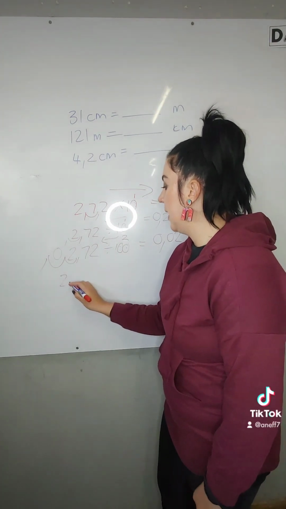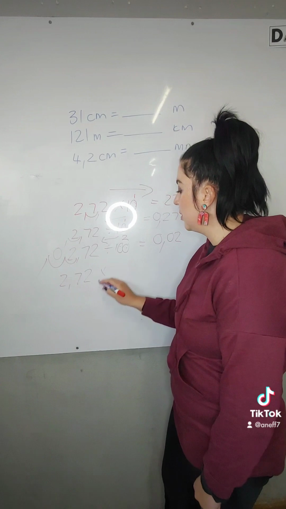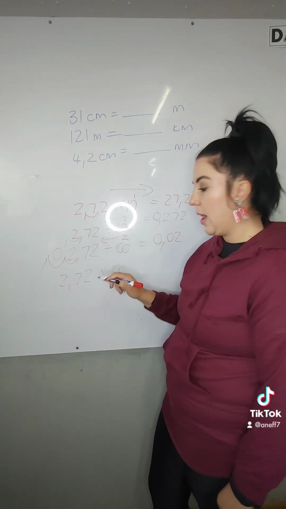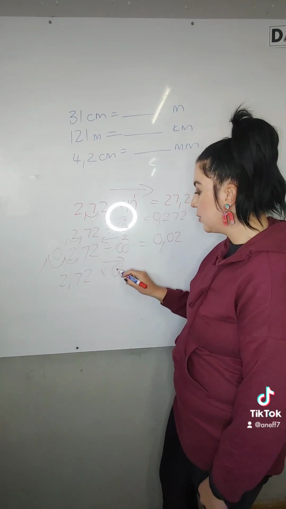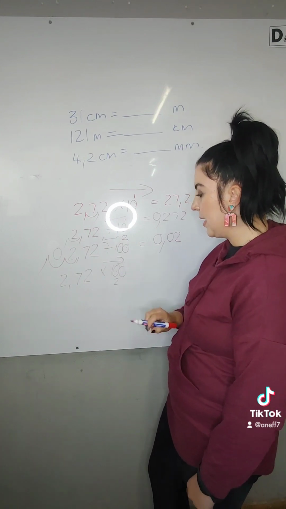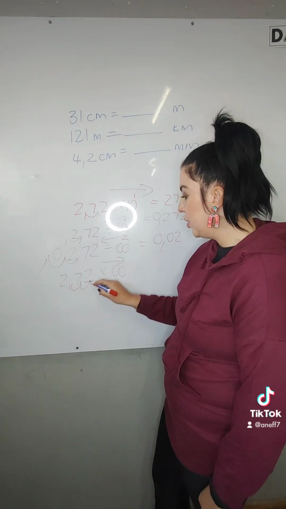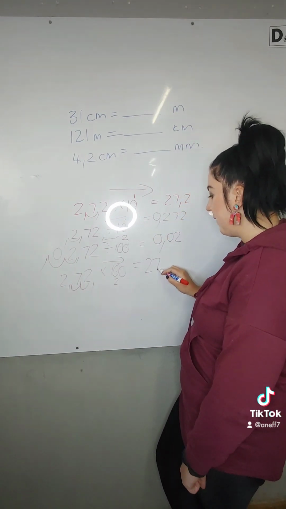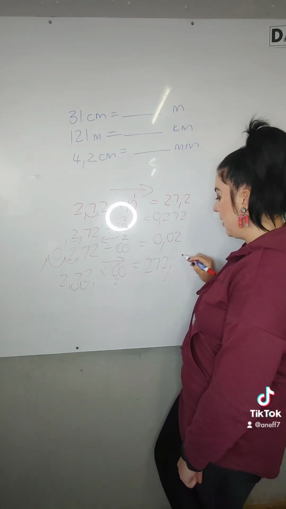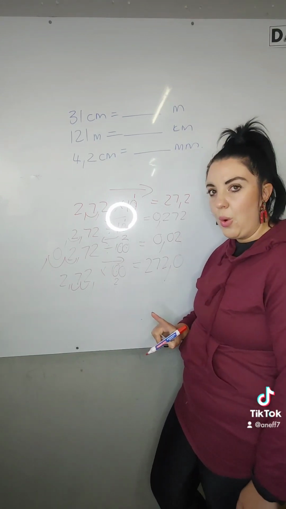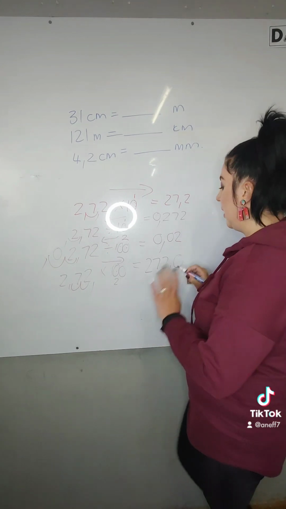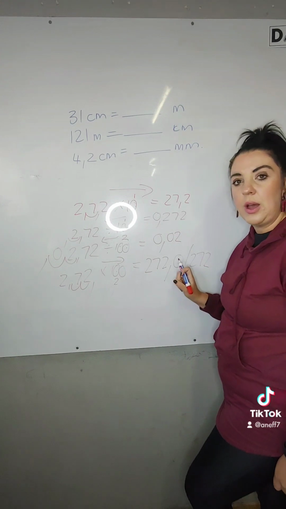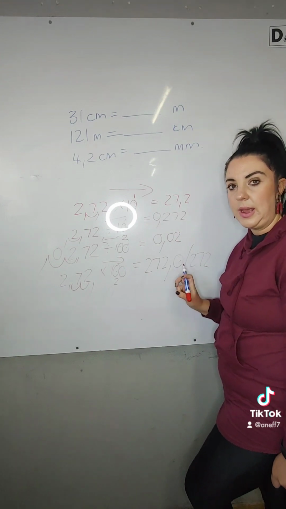If I have to take this one and times with 100, my comma is going to move to the right because we times. How many times? 1, 2, 2 times because 100 has 2 zeros. My comma is going to be at the back of the 2. So it's going to look like this. 2, 7, 2, comma, 0. Or, here, you can also write it as 272. You don't have to add the comma 0 in the end.